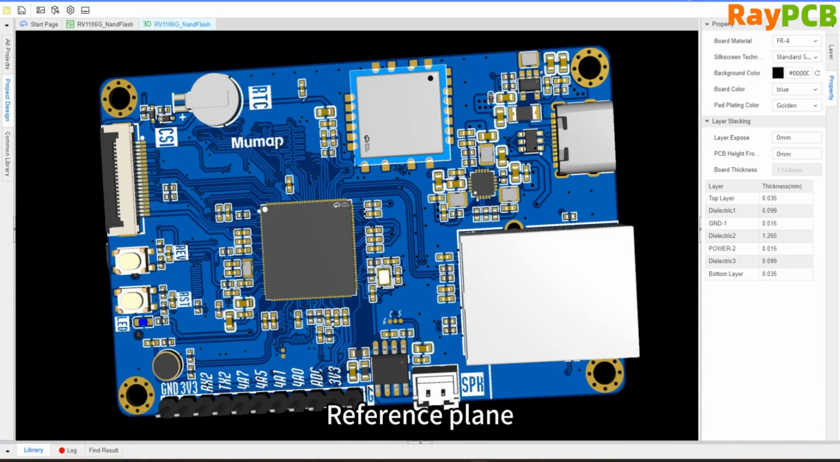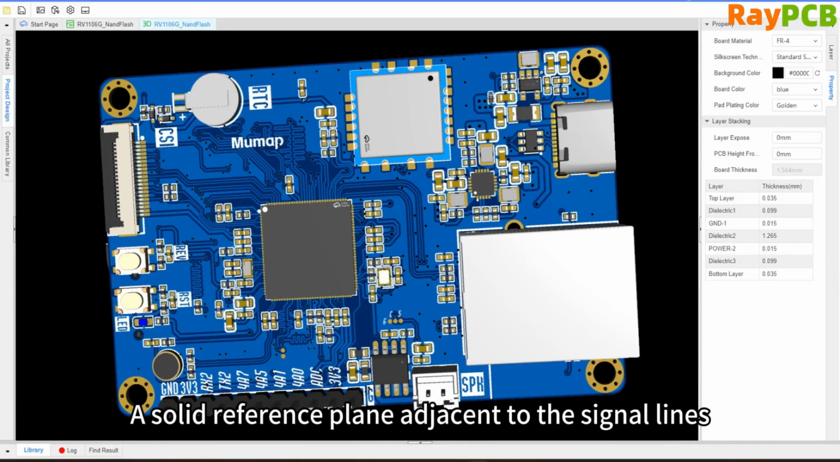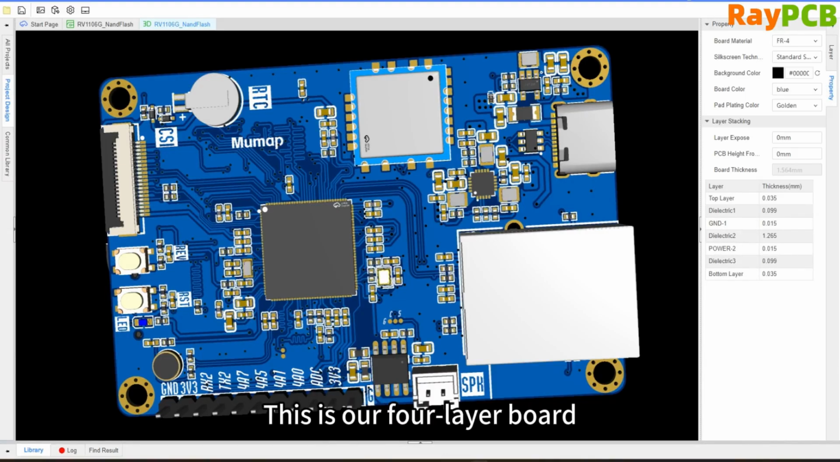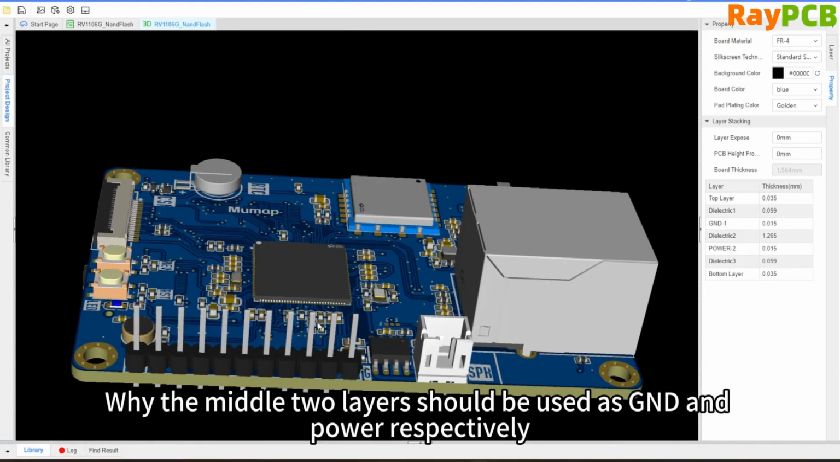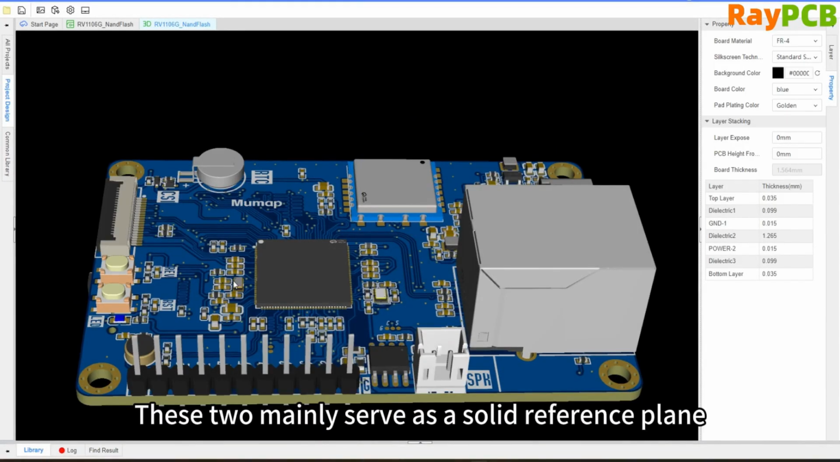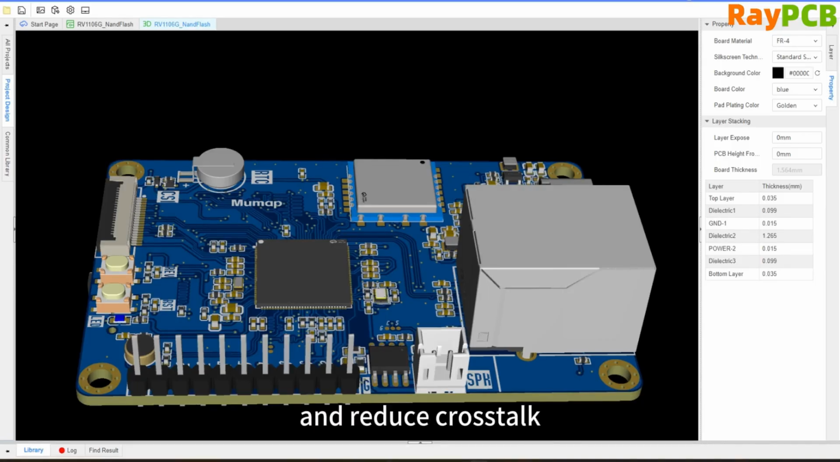The fourth point is the reference plane. A complete reference plane adjacent to the signal line can effectively absorb part of the electromagnetic energy and reduce crosstalk. This is why, on a 4-layer board, we designate the 2 inner layers as ground and power, respectively. The main purpose is to use a complete plane to absorb part of the electromagnetic energy and reduce crosstalk.